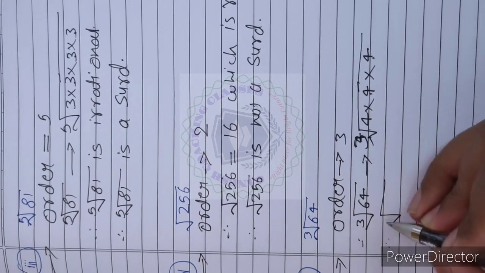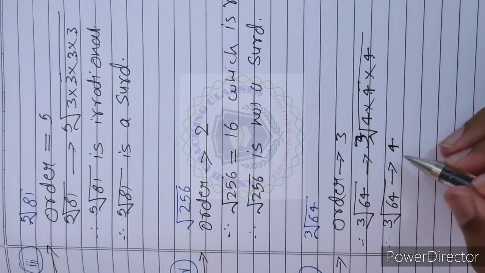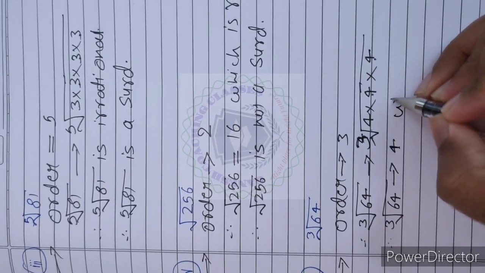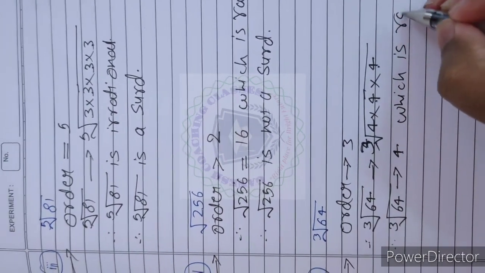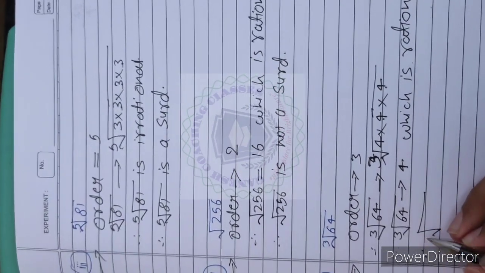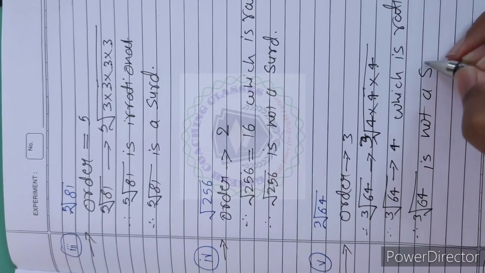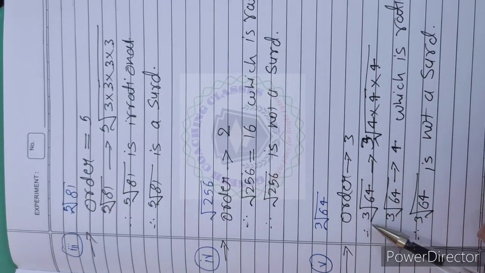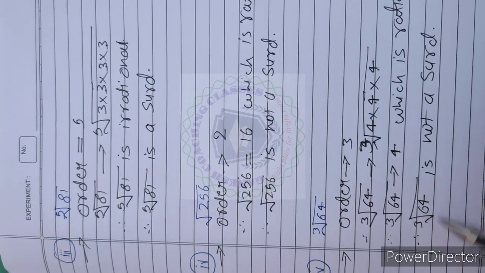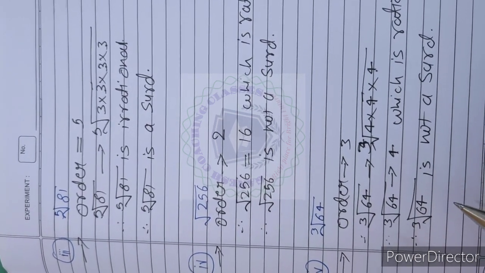So here we got the value of the cube root of 64, that is 4, and we know that 4 is a natural number, meaning it is rational. So here we will write that it is rational. So in final our conclusion is that the cube root of 64 is not a surd because the value we got for this root was rational. If it was irrational, then this root was a surd. Okay, let's move to question number 6.